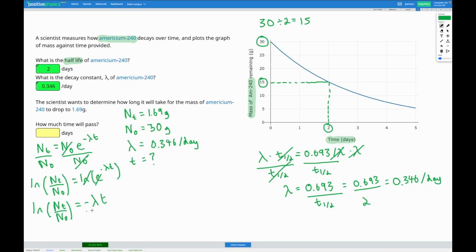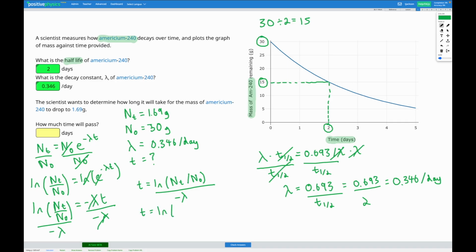So I just need to divide by negative lambda on both sides of my equation to get t on its own. So there's my equation. It's t is ln, the natural logarithm of Nt divided by N0, and that's all divided by negative lambda. So let's go ahead and put in our numbers.